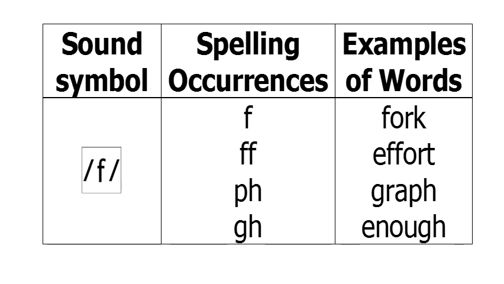This sound is pronounced f. It can come from letter F, letters FF, letters PH, and letters GH. So we have some examples: fork, efforts, graph, enough.